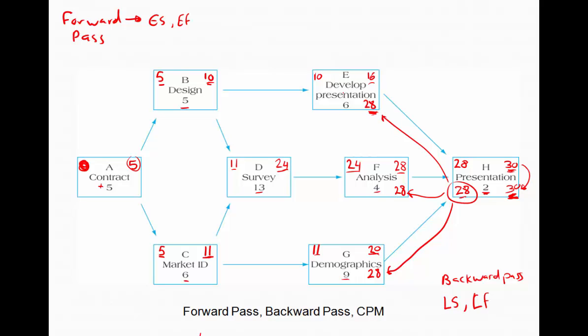Up at activity E, take 28, subtract 6, we have a late start of 22 days. Going over to activity F, 28 minus 4 gives us 24. Down to activity G, 28 minus 9 gives us 19. Let's take a look at activity D. Again, for activity D, we carry over, that's 24.